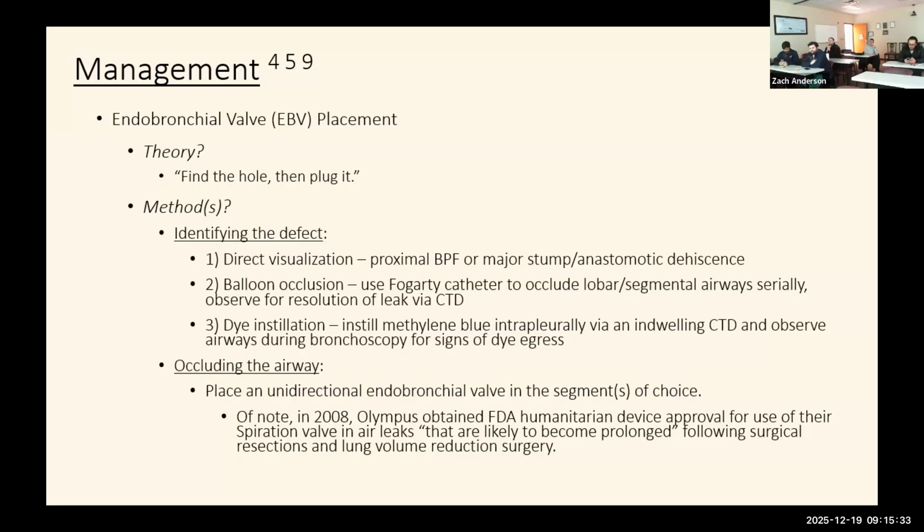You can do something called dye instillation, where you instill methylene blue intrapleurally through an indwelling chest tube, and then under bronchoscopic evaluation, you watch the egress of the methylene blue into the airways. And then how do they occlude? A unidirectional endobronchial valve in the segment of choice. And Olympus actually got their FDA humanitarian device approval for post-surgical persistent air leaks in 2008.